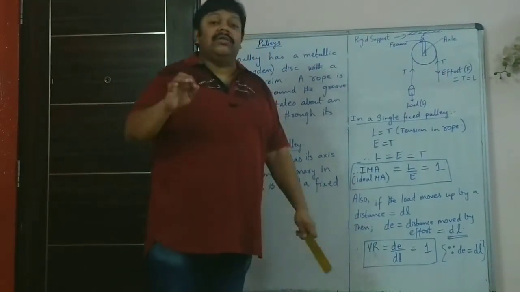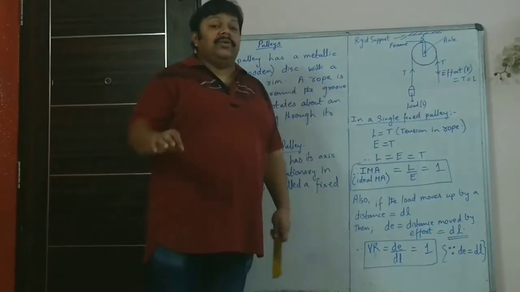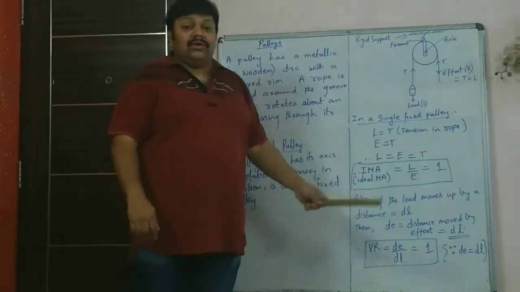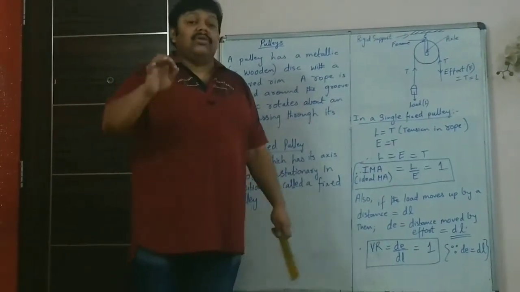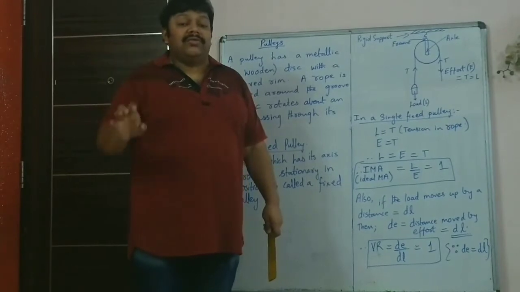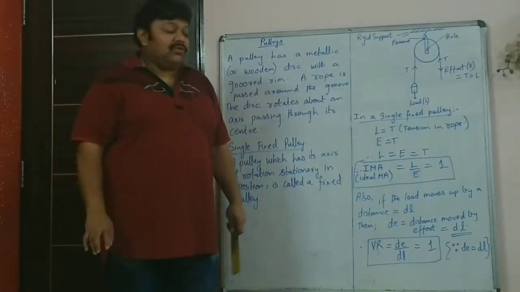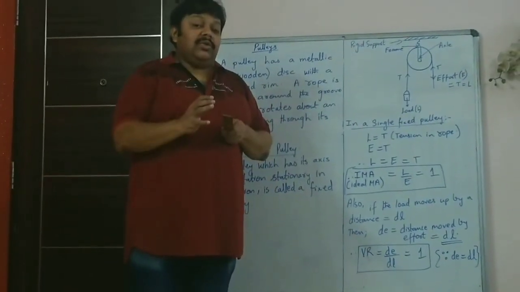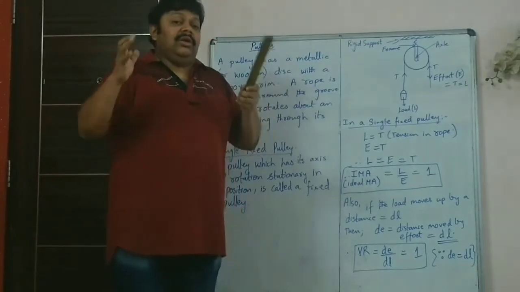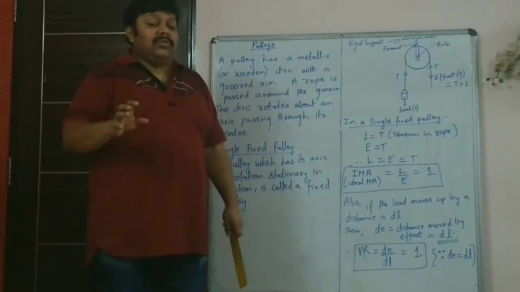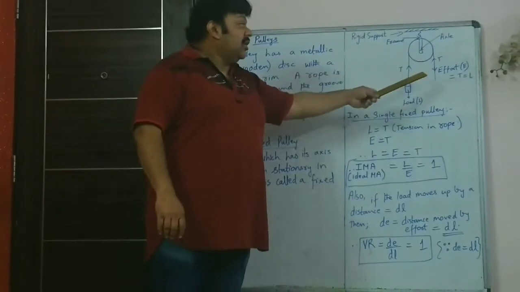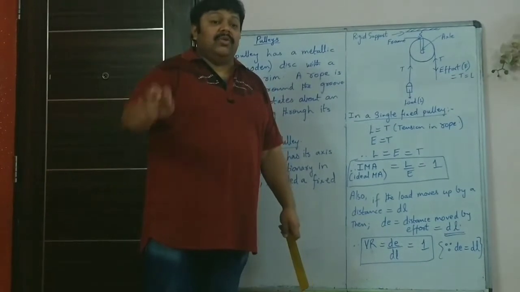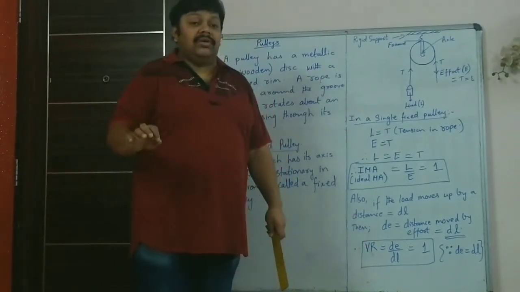VR will always remain constant. The VR of a machine does not depend on the value of friction or weight of load, etc. VR depends only on the shape, size and design of the machine. So whether it's a big single fixed pulley, a small single fixed pulley, a thick single fixed pulley, a thin single fixed pulley, whatever it may be, it depends only on the shape and design. So it will remain 1. For a single fixed pulley, VR is always 1.